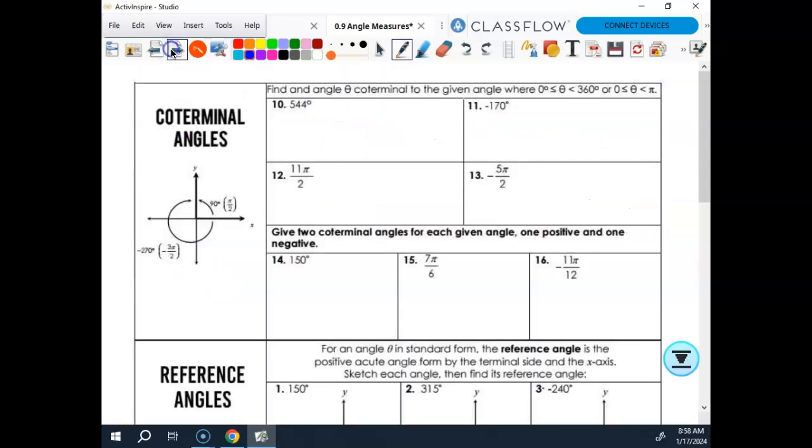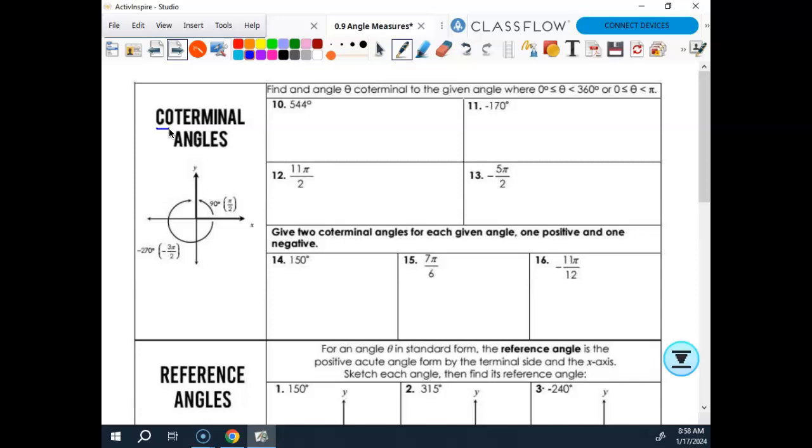So let's talk again about, we're going to start back with degrees to try and help make everything make sense. And we're going to talk about coterminal angles. So coterminal meaning with or together type of thing. Terminal where it terminates.